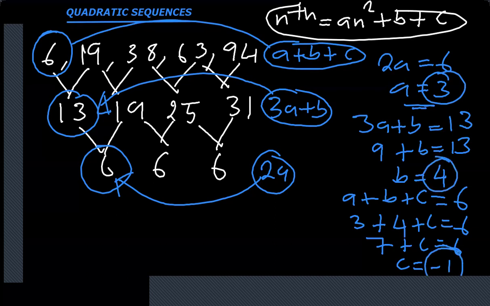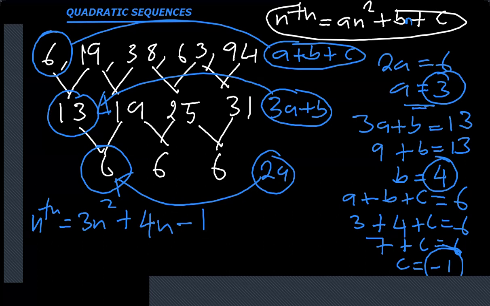So now simply substitute it into the equation, and you get the nth term for this particular sequence. Our a was 3, so 3n squared plus bn, oh, I forgot to put an n there, and our b is 4, so 4n, and then minus 1 because our c is negative 1. This is the nth term formula to get any term in this sequence.